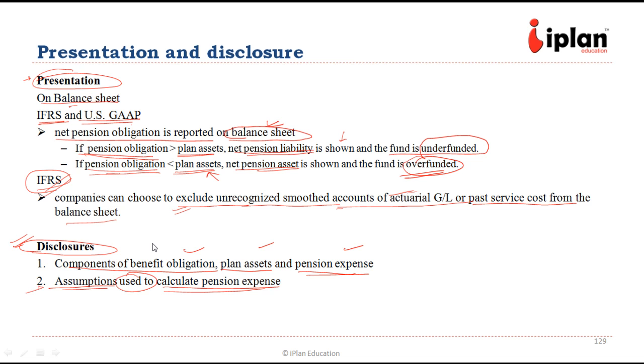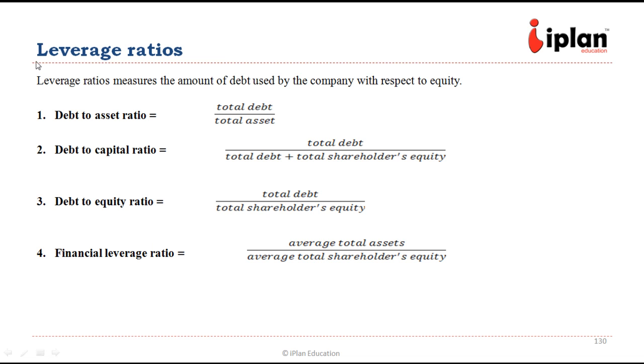Now let us move to the next topic, which is the leverage ratios. Since we have seen the treatment of different long-term liabilities, they will impact these leverage ratios. For example, debt to asset ratio, total debt by total asset; debt to capital ratio, total debt by total capital except the preference shares; then debt equity ratio, total debt by total equity; financial leverage ratio, which is just total assets divided by total equity. So any change in the long-term liability is going to affect these ratios.